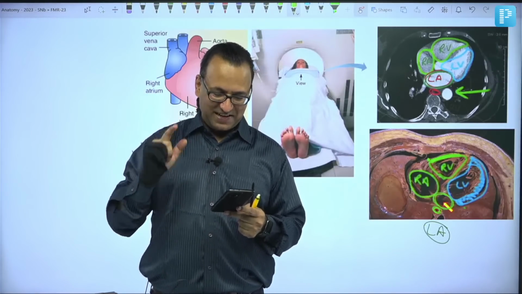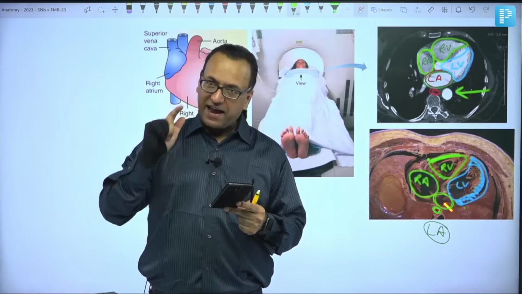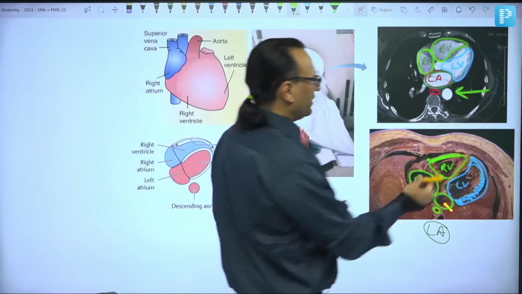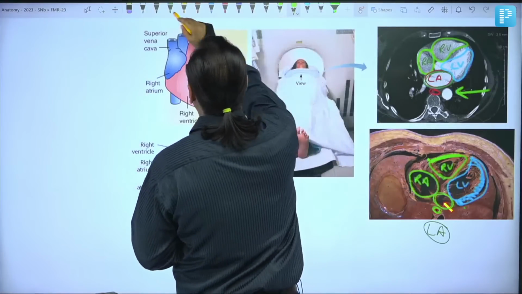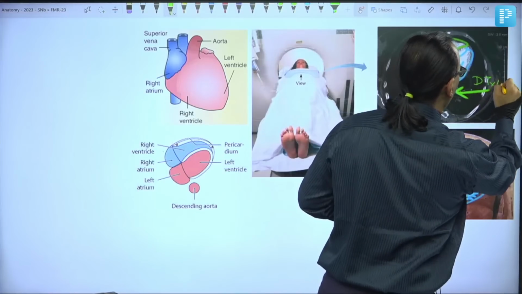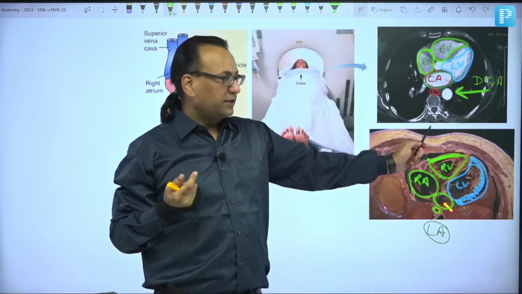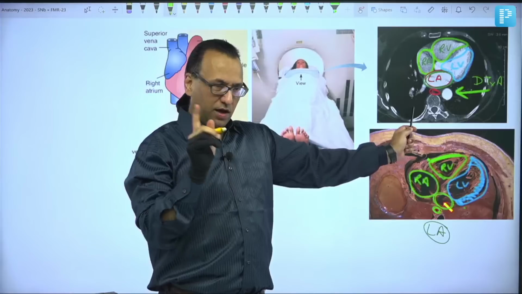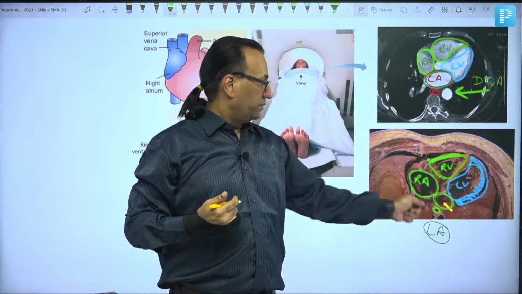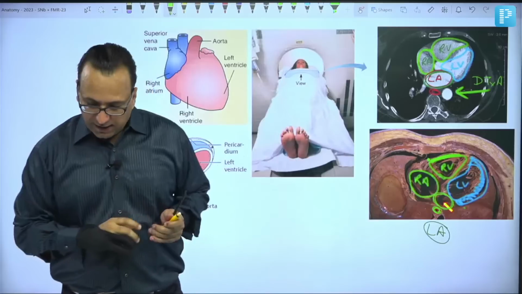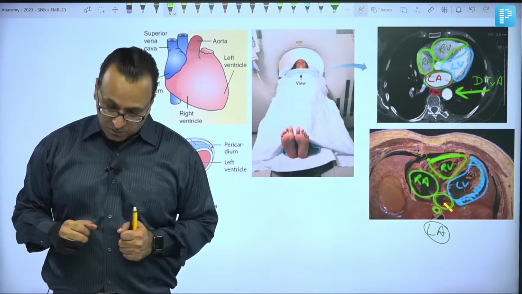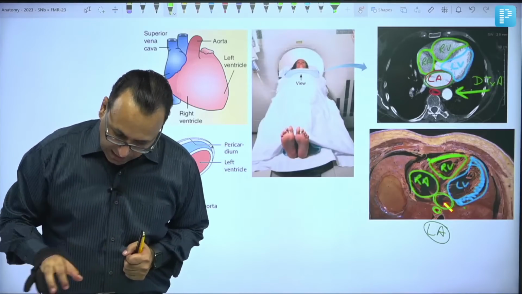Descending aorta, yes, descending thoracic aorta, very correct. So we have to understand that this is going to be the descending thoracic aorta, identified by the fact that it is slightly to the left side of midline and running posterior to the heart. I hope this will help you a little bit in the next coming questions, because we are expecting such questions again in your FMGE exam.